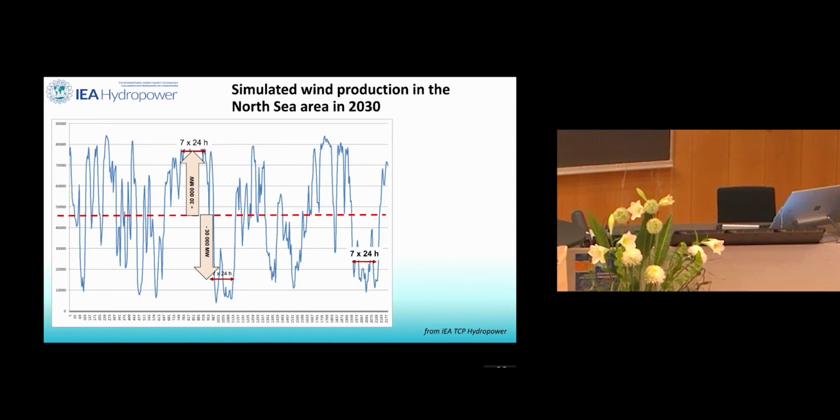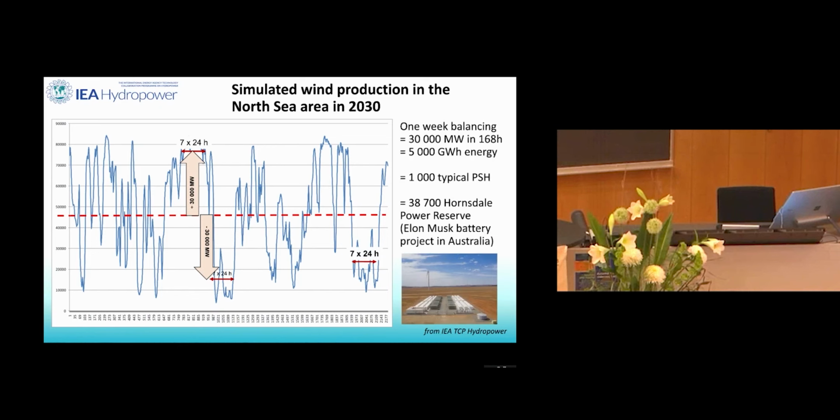And if you want to replace that energy, assuming that on average we will need this red line, it's about 1,000 typical pump storage plants. You need to build 1,000 new ones, 1,000 pump storage plants like those you have in Europe today. And I don't think that's feasible. Some people talk about batteries. We can use batteries. Well, you may have heard of Elon Musk's battery project in Australia, the Hornsdale Power Reserve. You have to build almost 40,000 of those just to replace this energy in the North Sea, right? Is that feasible? What's the impact of that? I don't think it's possible, right?